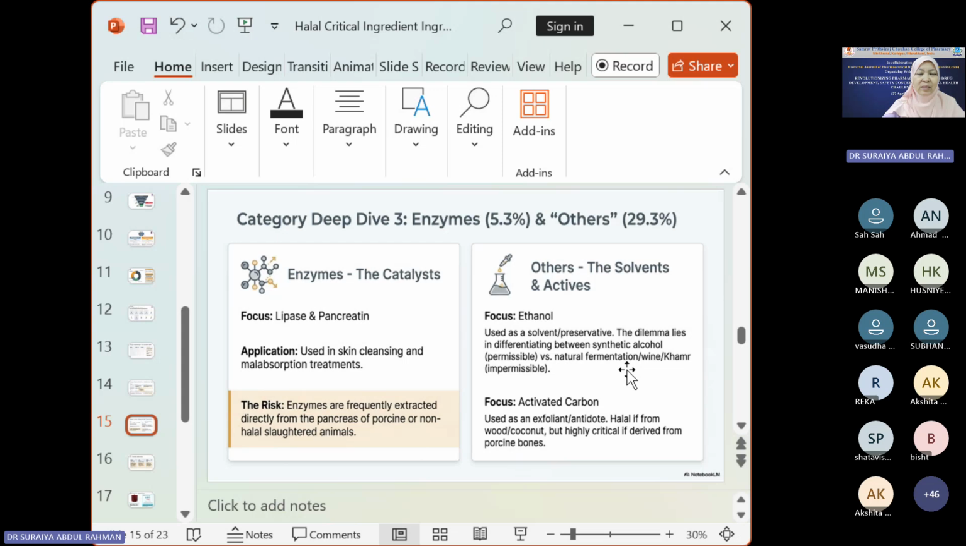Another critical material under the category of others is activated carbon. Activated carbon is usually used in filters. If it is from animal bone, it is non-permissible. If the activated carbon comes from wood or coconut shell, it is considered halal. But activated carbon is a critical ingredient. Anyone who wants to use an activated carbon-based ingredient needs to find the source of the activated carbon used in the product.